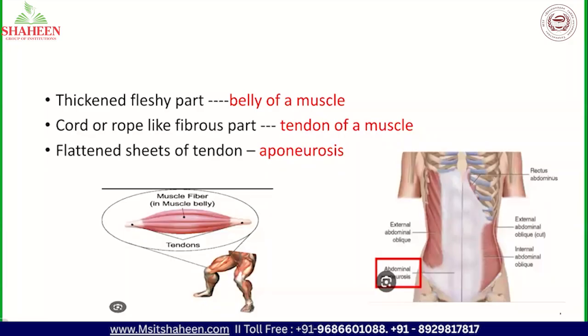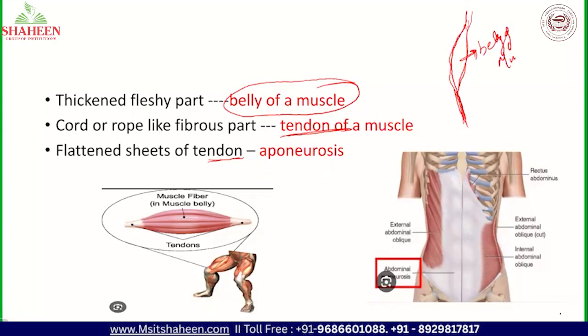Next, the thickened fleshy part of a muscle is known as the belly of the muscle. The cord or rope-like fibrous part is known as a tendon. And the flattened sheath of tendon is known as aponeurosis. Once a muscle originates, it forms a belly-like pattern and then forms a tendon. The fleshy part is the belly of the muscle, and this is the tendon, where it goes and attaches to any bone.